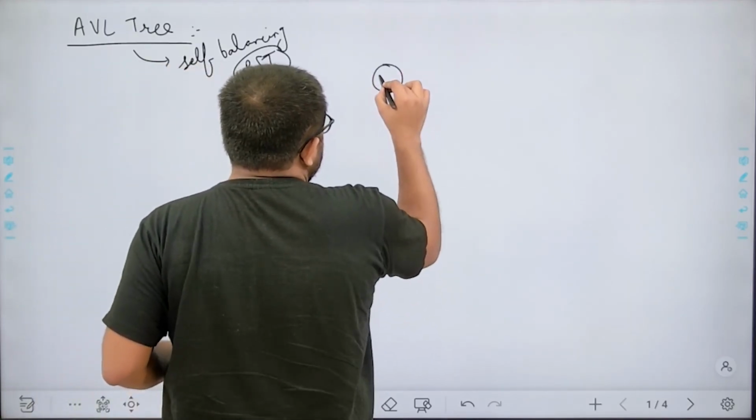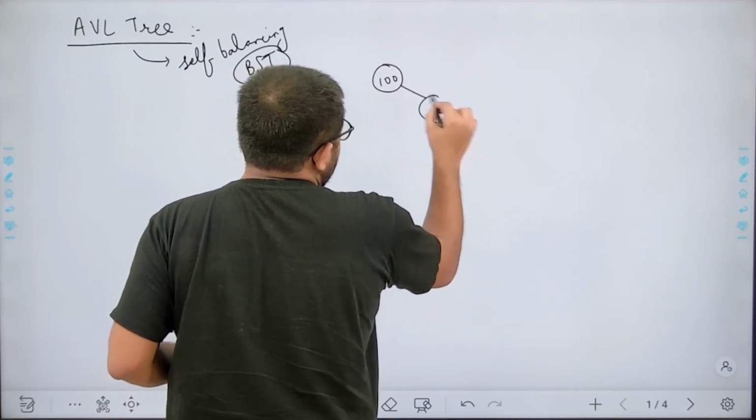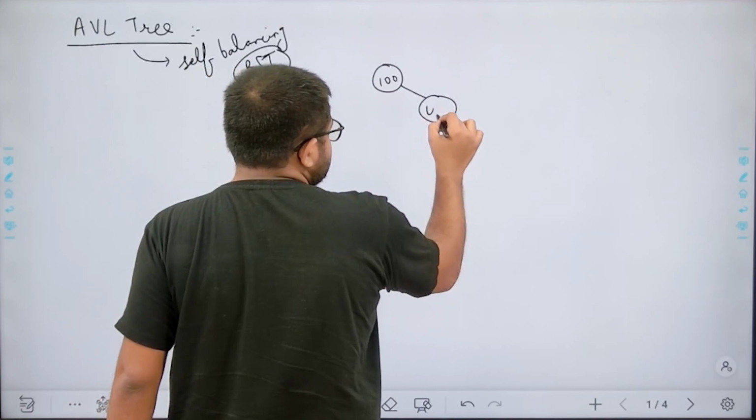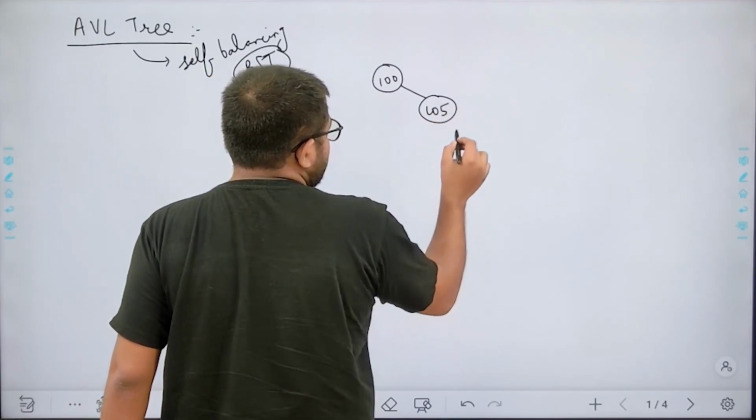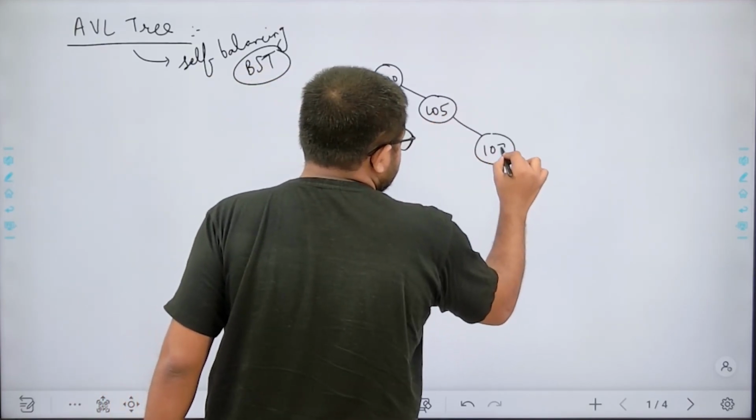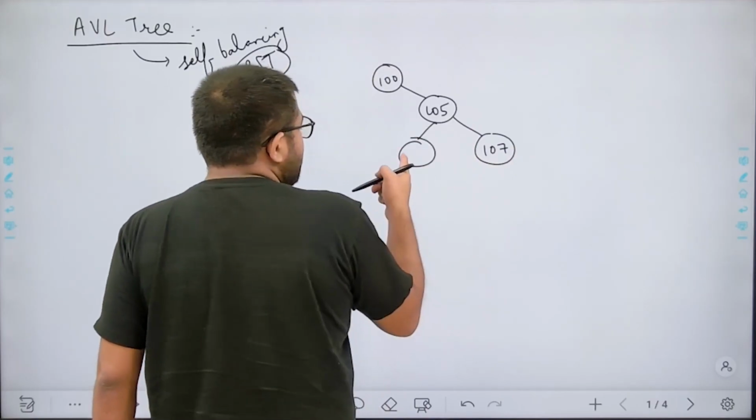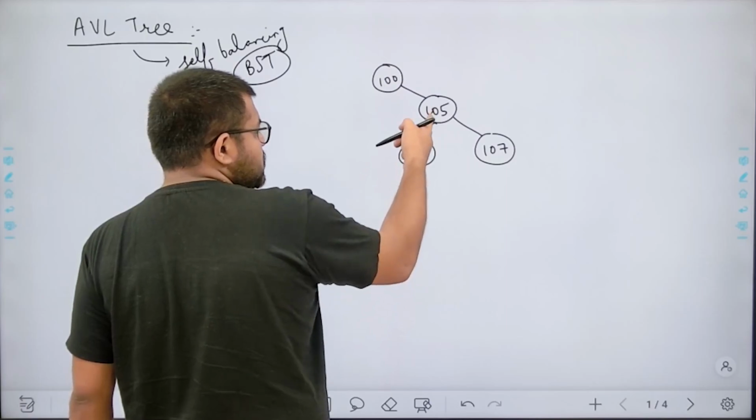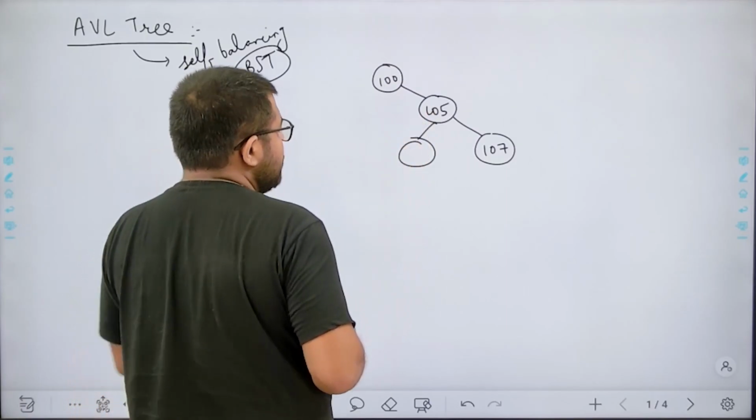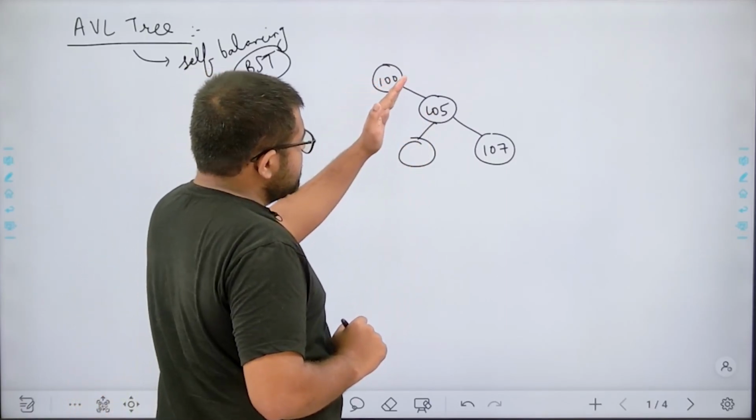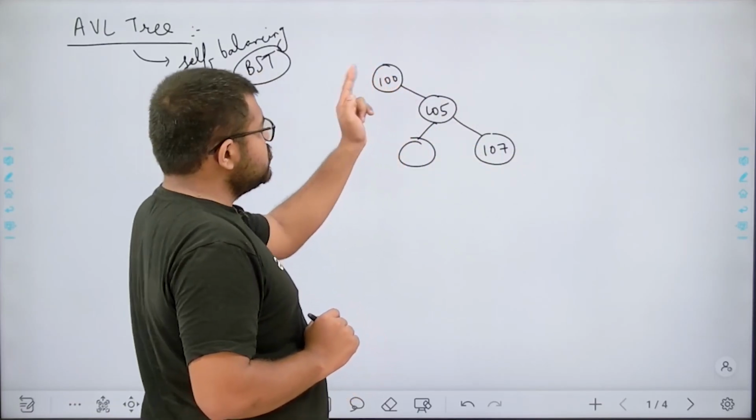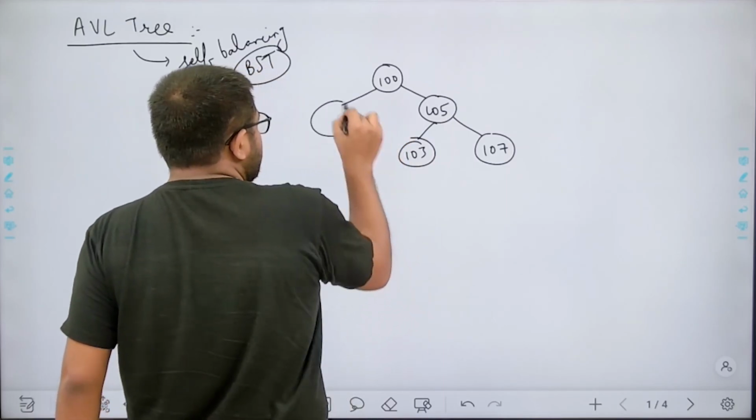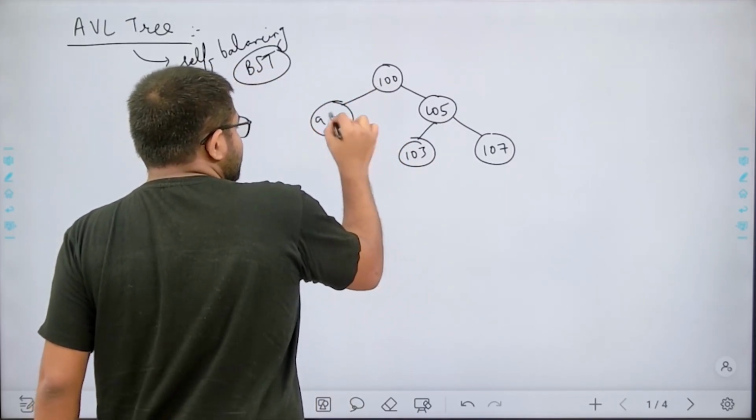So basically, suppose this value is 100, then on the right hand side of it I can have values only greater than 100. So suppose this is 105, right? Then suppose here it is 107. Now if I want to place a value here, it should be less than 105 because it is on the left hand side of 105, but this subtree is on the right hand side of 100, so it should be greater than 100. So something like 103, right? Then here the value should be less than 100, so it can be 90.